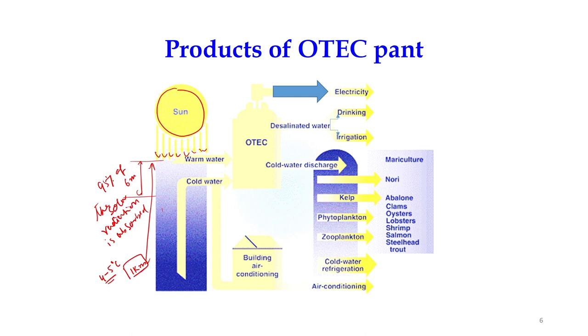Okay. So what happens? This warm water is introduced to the OTEC system. There are different classes we will be discussing in the coming slides. And cold water is used to cool the fluid. So from this system, what will we get? One is electricity, which is primary, and then we can have drinking water, water for irrigation, and cold water discharge, which carries a lot of minerals. This can be applied for mariculture, which includes food for fishes and other ocean animals. So you can see the kind of products we can get. There are multiple products from an ocean thermal energy conversion plant.